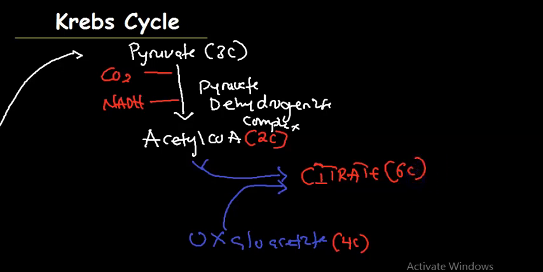At this stage, we have seen the process and we have seen the product. The product is the citrate, which has 6 carbon. So then the enzyme will take the name of the product. Therefore, the enzyme is going to be citrate synthase.